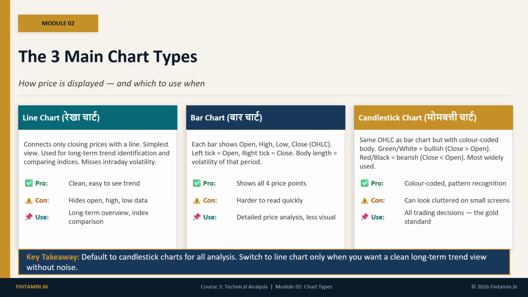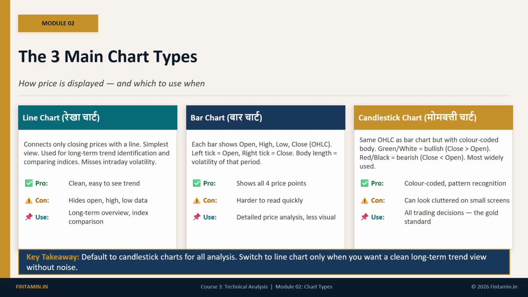Line charts connect only closing prices. They give you the cleanest view of overall trend, ideal for long-term analysis or comparing multiple instruments. But they hide all the intraday action. Bar charts show all four prices: open, high, low, and close. Each bar is a complete picture of one time period. They are more detailed than line charts but harder to read quickly.